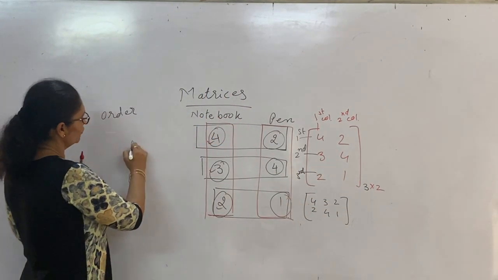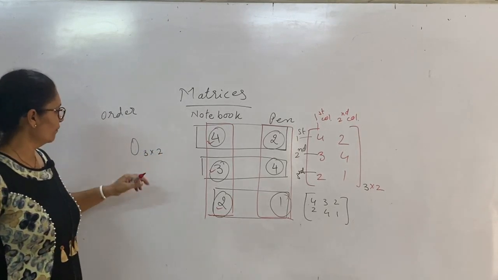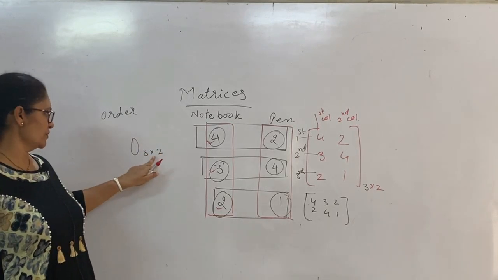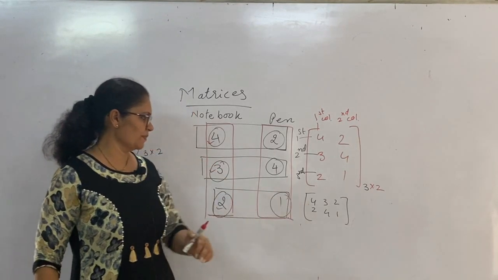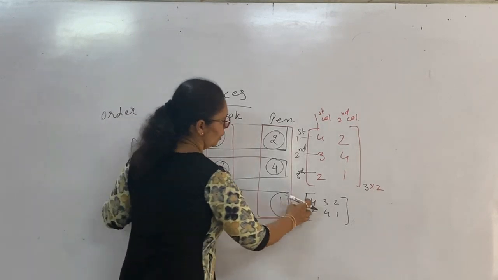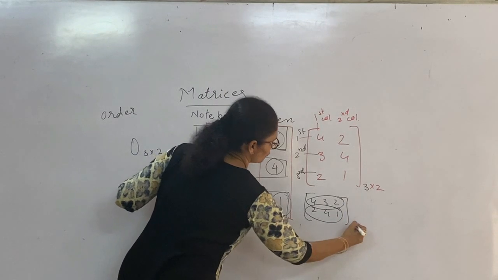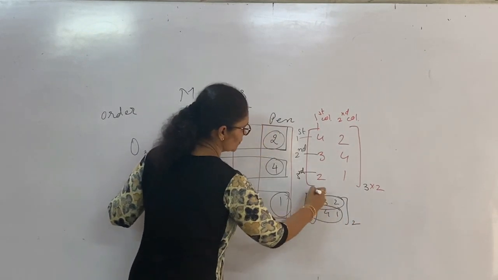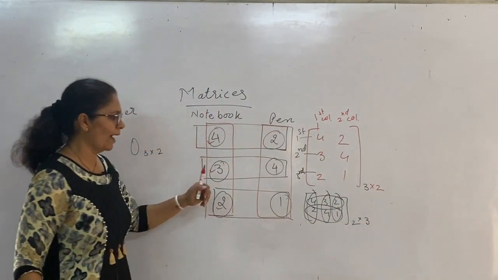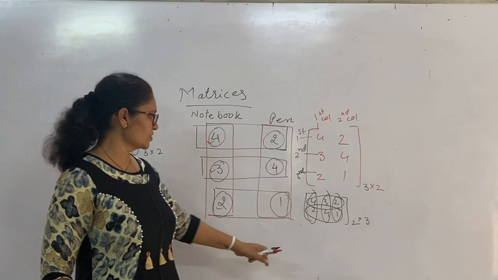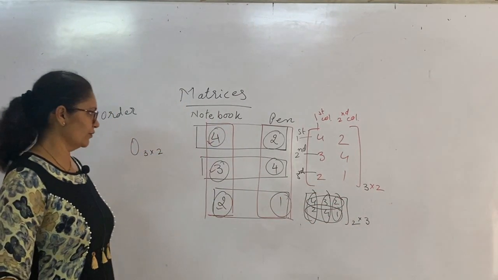So this matrix order is 3 by 2. Now how can we write it? The order of the matrix is 3 by 2. What is the meaning of it? 3 rows and 2 columns. In the same way, suppose we have to write the order of this matrix. So how can we write it? 1 and 2 rows, first row and second row. So 2 rows, and how many columns? 1, 2 and 3. So this is your 2 by 3 matrix. So this is the order 3 by 2 matrix, and this is the order 2 by 3 matrix.